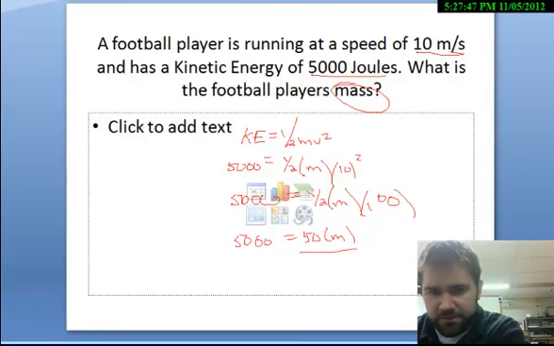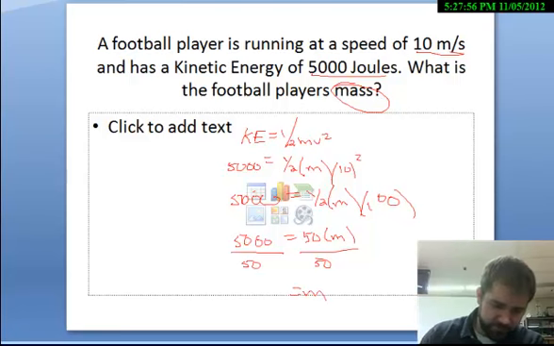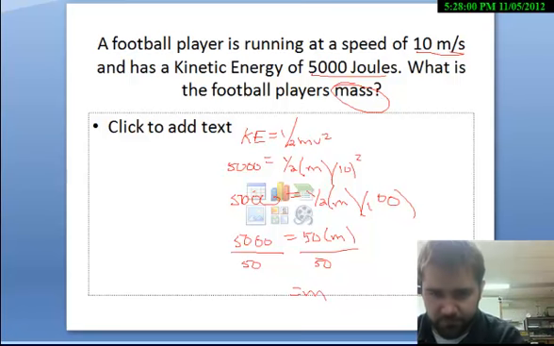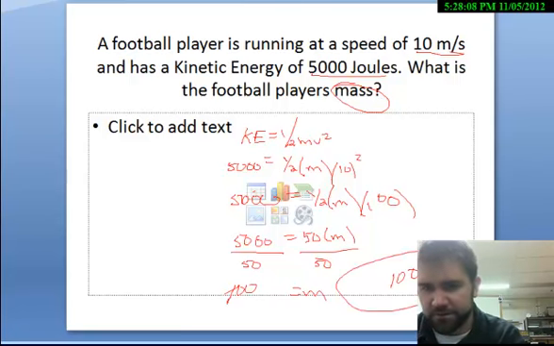So I divide both sides by 50. And the mass is going to equal 5,000 divided by 50, which equals 100. So the mass is equal to 100, or 100 kilograms is my answer.